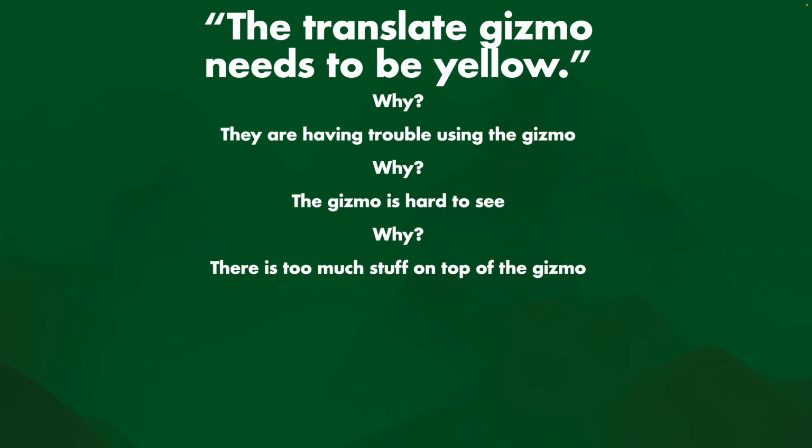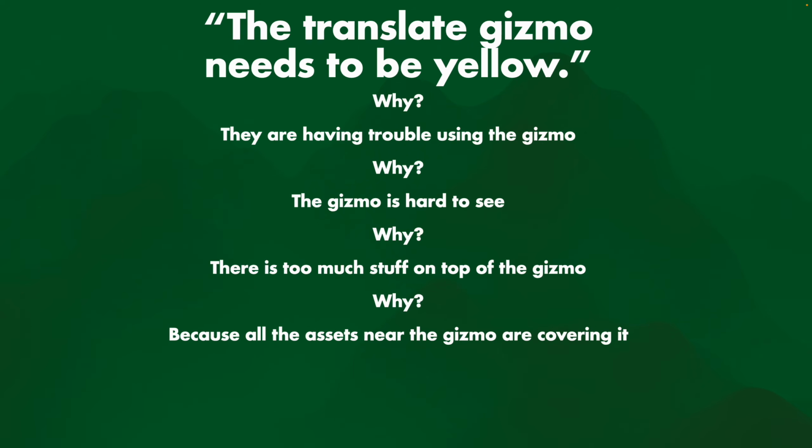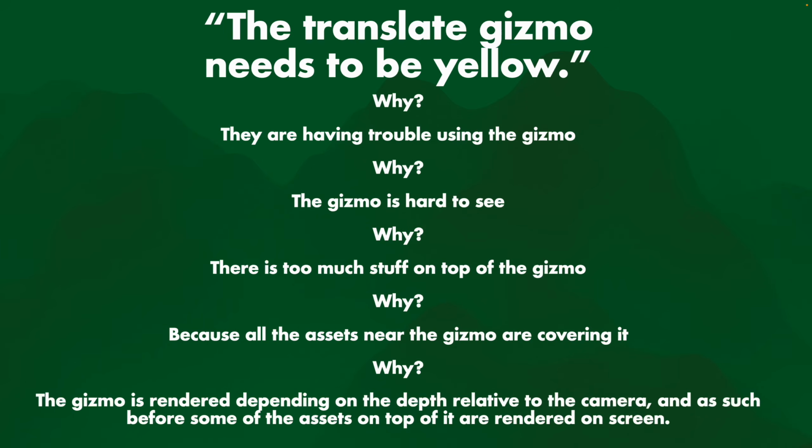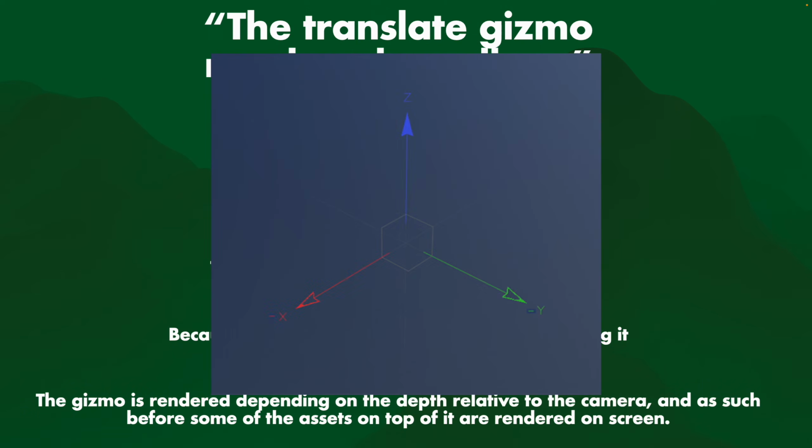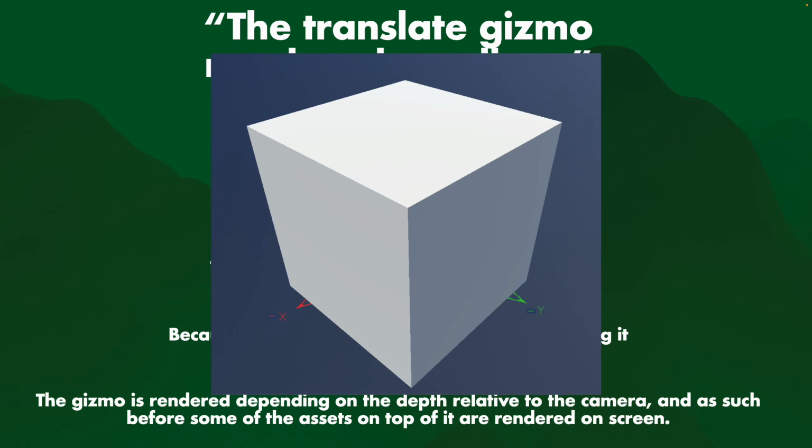But why? Well, there's too much stuff on top of the gizmo. Okay, but why? Well, because all the assets near the gizmo are covering it. But why? Well, because the gizmo is rendered depending on the depth relative to the camera, and as such, before some of the assets on top of it are rendered on screen. So the problem was, sure, we had a gizmo, but sometimes you had so many objects that they would cover up the gizmo. You couldn't easily see it anymore, especially if we have a bunch of see-through assets that kind of bundle up together and the depth becomes really difficult.